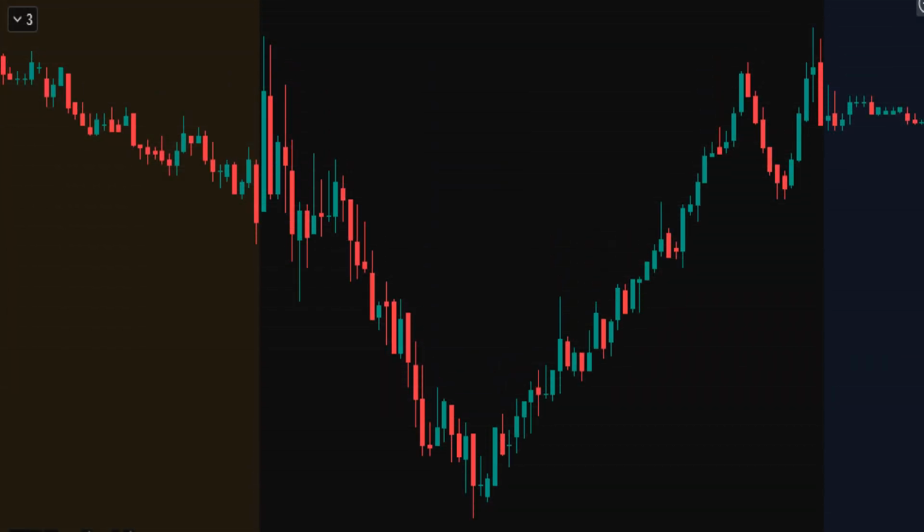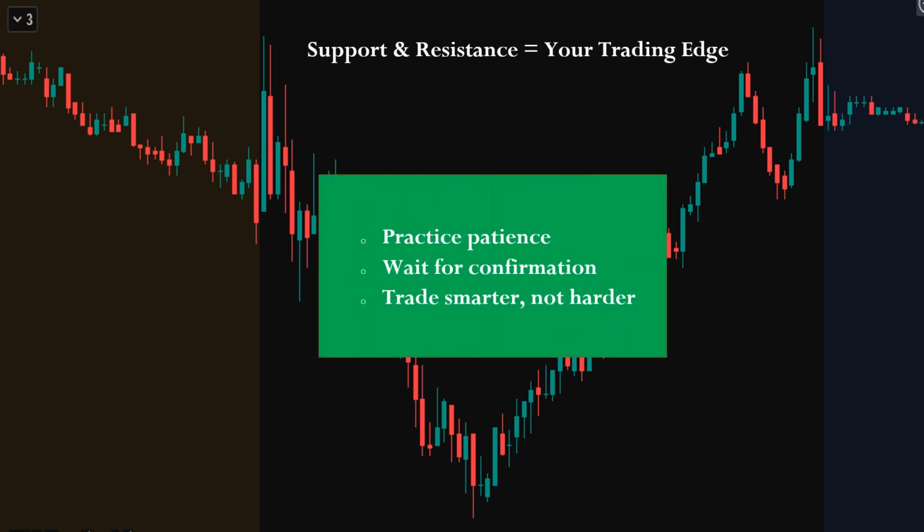So support and resistance are powerful, but they only work if you stay disciplined. Practice marking levels, wait for confirmation, and you'll see real improvements in your trading.